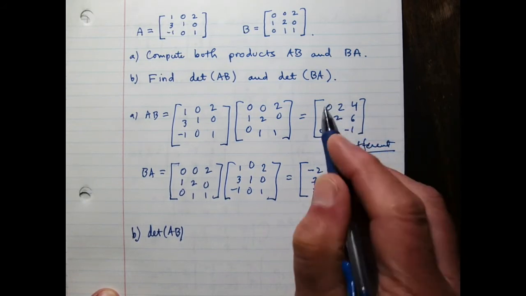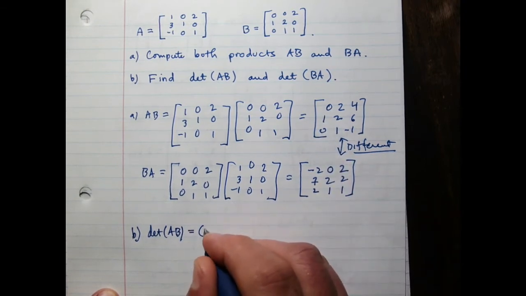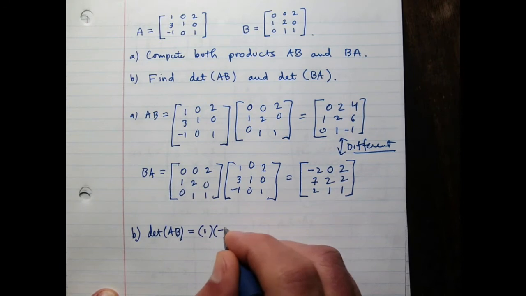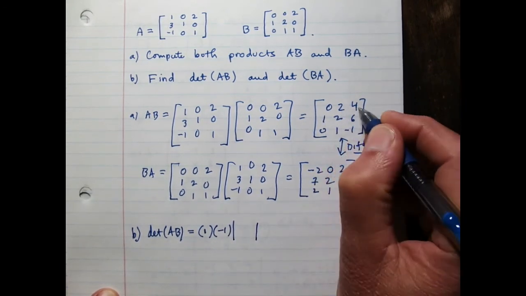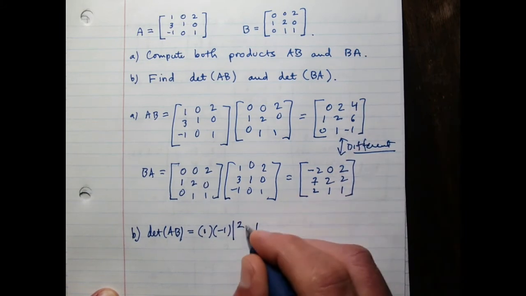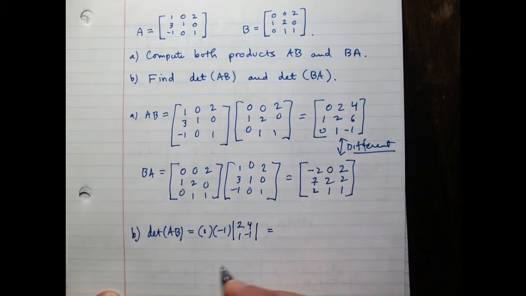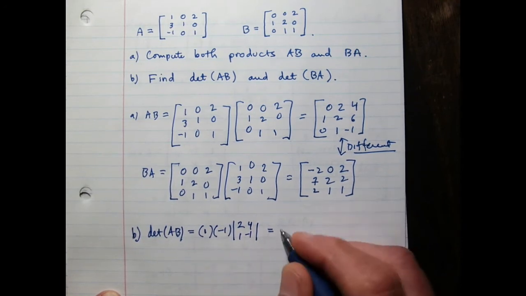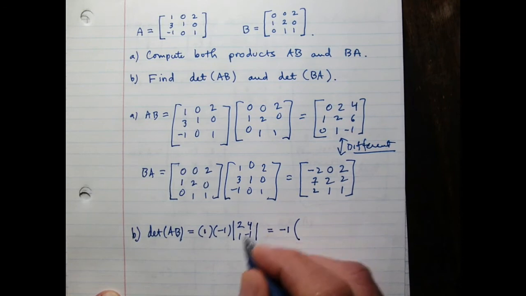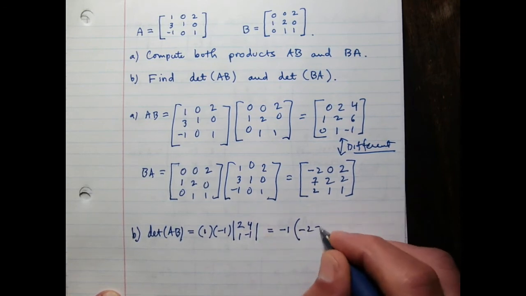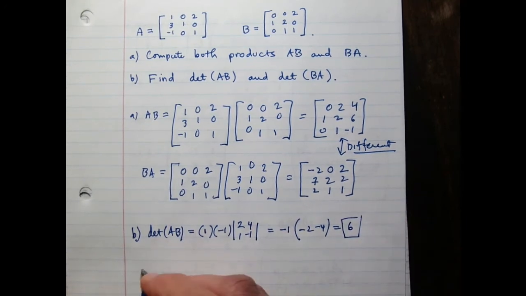because I'm noticing here it's easy to expand down that first column, plus, minus, plus. So I'm going to get 1 times a negative 1 times a 2 by 2 minor, removing that row and column, 2, 4, 1, negative 1. And that's it. So I'm going to have negative 1 times negative 2 minus 4. So I think I get 6 for the determinant of AB.